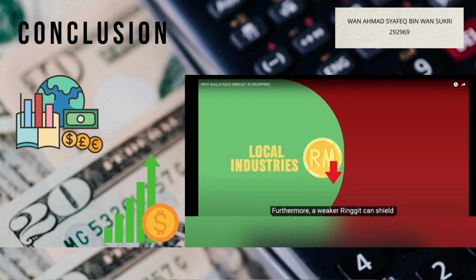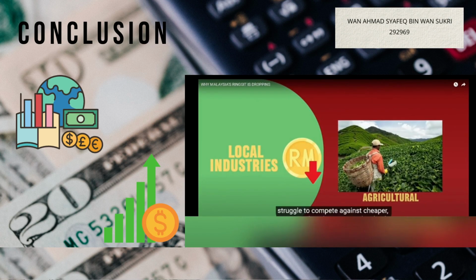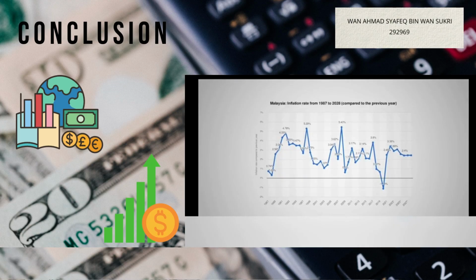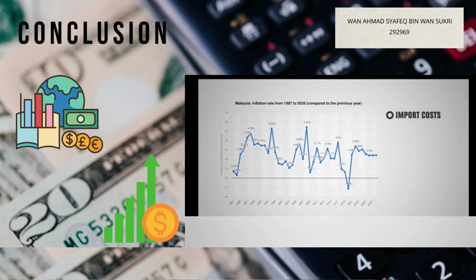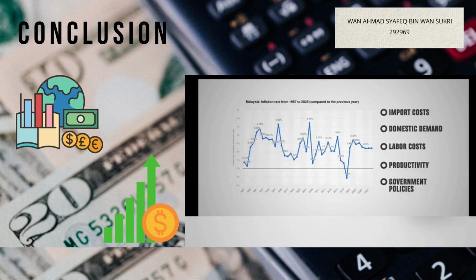In conclusion, inflation can cause a weaker ringgit, which could have negative and positive effects on the Malaysian economy. For example, it can increase the price of imported goods, which can lead to higher inflation. However, it can also stimulate economic activity by making exports more competitive. Additionally, a weaker ringgit can prompt Malaysian businesses to re-evaluate their supply chains, potentially sourcing more materials domestically and reducing import reliance.